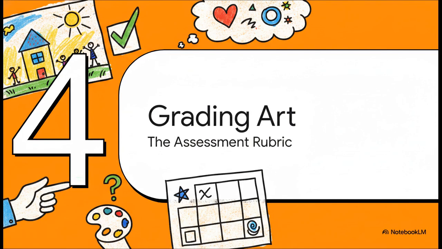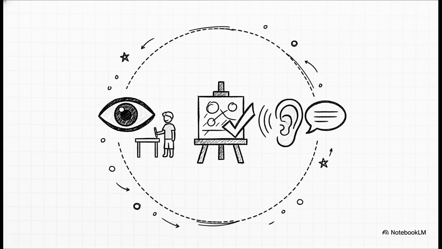Which brings us to Section 4, Grading Subjective Art, the Assessment Rubric. This is a fascinating challenge. How do we objectively grade a child's subjective art? We all know a teacher can't simply hand out an A for a pretty picture and a C for an ugly one, right? So how does this structured lesson plan handle assessment?